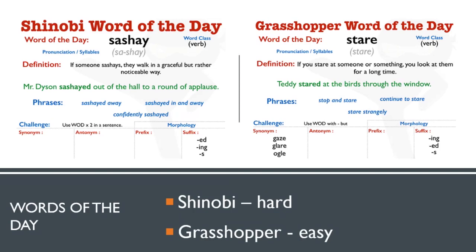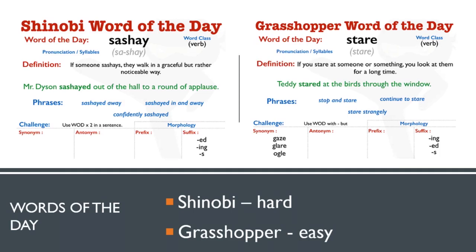So it's a verb. It means you look at something for a long time. Have a look at the synonyms. You can use all of these. So gaze, glare, ogle. And you could also add a suffix to stare. So you could have staring, stared, or stares. All of them would be absolutely acceptable.